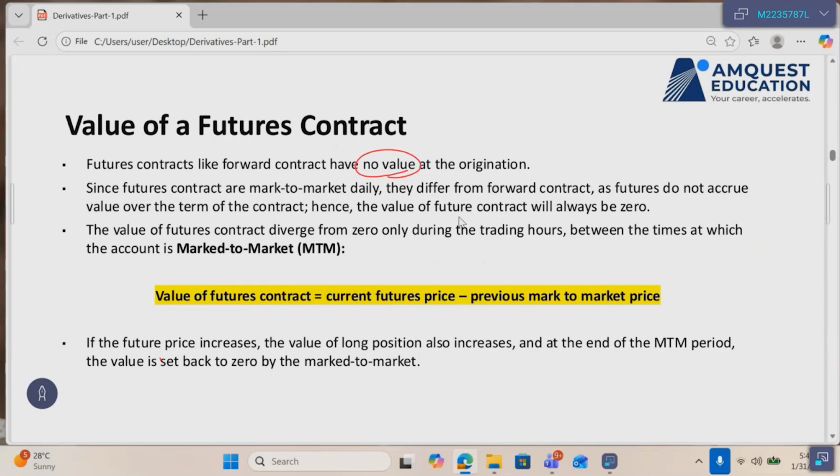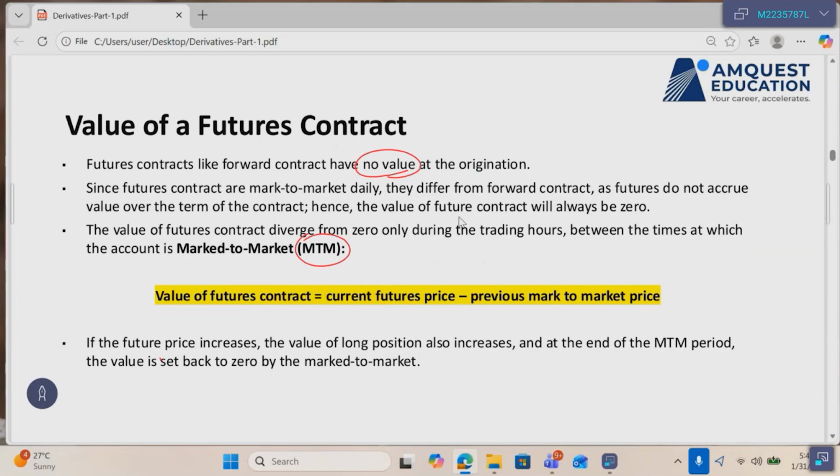The value of a futures contract is zero only during the trading hours between the times at which the account is marked to market. So when you're marked to market, obviously I say, I have a value of 100, but the market is showing 120, right? I'm losing 20 maybe, so I will put in 20 at market. Yeah, mark to market. Now, what is the value of a futures contract? Very simple. It's the current futures price minus the previous price. Yeah. Broad answer to the value.